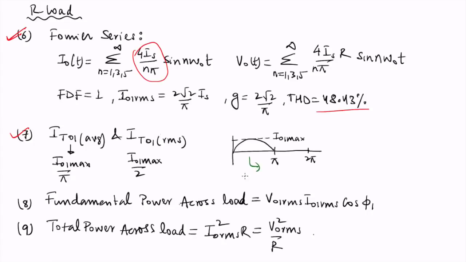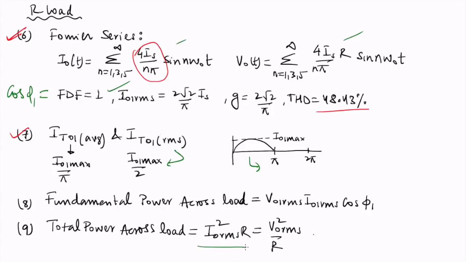This is nothing but the output of a half wave rectifier, so the average value is equal to I01 max upon pi, and the RMS value will be equal to I01 max by 2. These concepts I have discussed previously when I taught the single phase full bridge inverter. Fine. The eighth point is fundamental power across load. No need to explain it again. It is V01 RMS into I01 RMS into cos phi 1, and as cos phi 1 is equal to 1, it will be equal to V01 RMS into I01 RMS. Now I01 RMS I can easily find by using this equation, and V01 RMS by using this equation. Fine. The ninth point is total power across load.